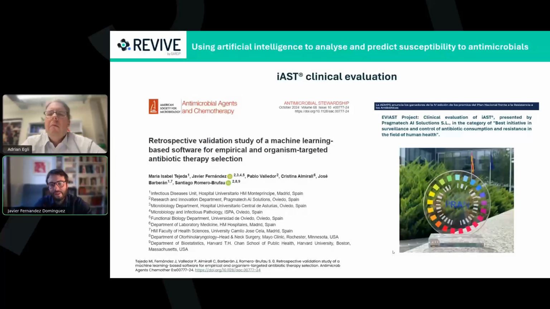And thanks to this project, this evaluation, and this product, we received last year the award of the best initiative for surveillance and control of antibiotic consumption and resistance in the field of human health, which was given by the Minister of Health of Spain. What we did in this study is what we do in every deployment of the software in every hospital, and it is the next.